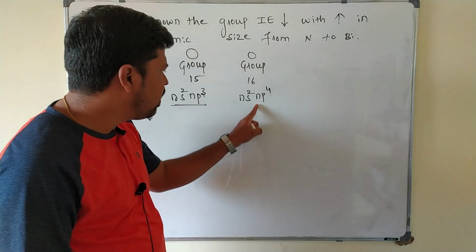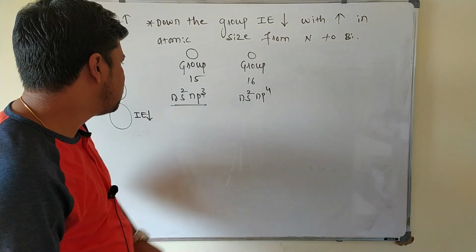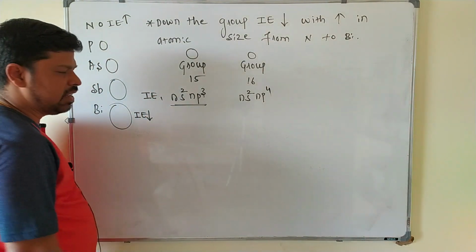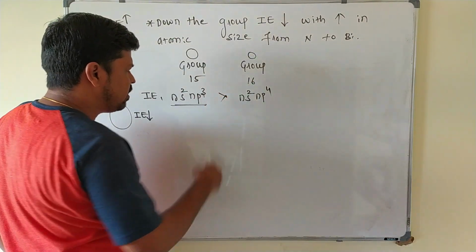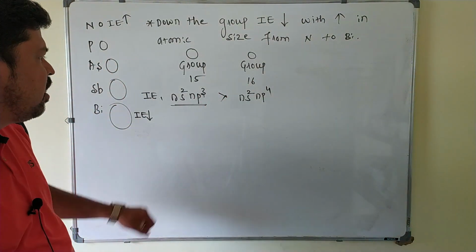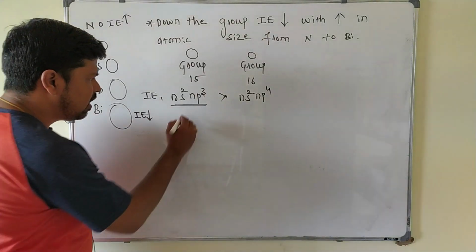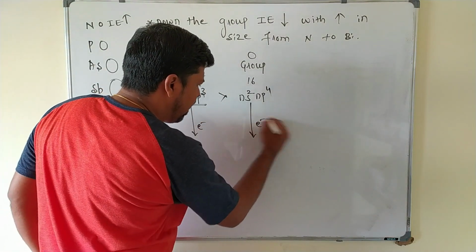From here you can remove an electron easily. This is not a stable configuration. This is the stable configuration. Because of this reason, the first ionization energy, I will call it IE1, of the group 15 element is more than that of the group 16 element due to the stable ns2 np3 configuration. Next, if I remove an electron from here and here we will remove another electron.